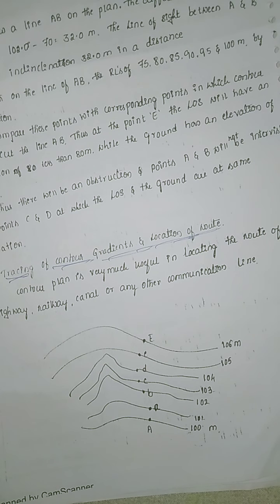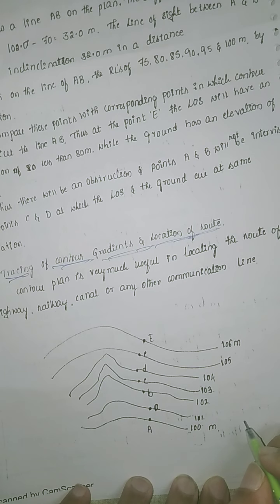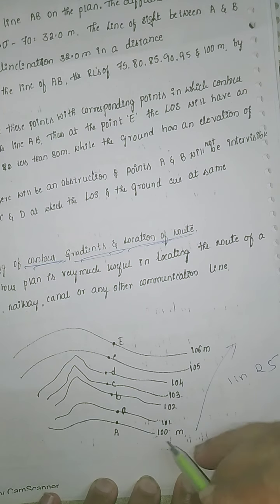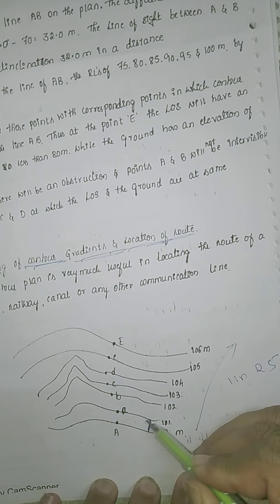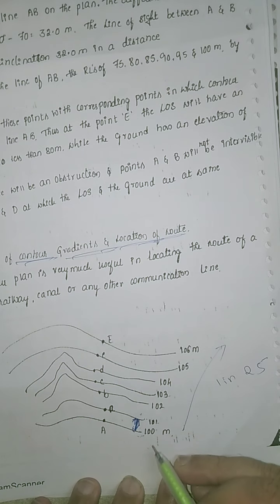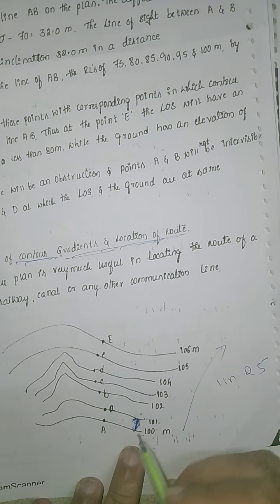Now in this particular diagram, A to B is going to have an upward gradient of 1 in 25. The contours are at an interval of 1 meter. In the previous class I told you what a contour interval is: the difference between two contour lines. So 101 minus 100, it is a 1 meter difference. The horizontal equivalent will be equal to 25, with A as a center.